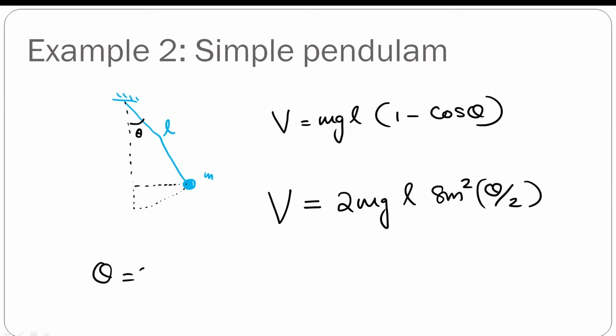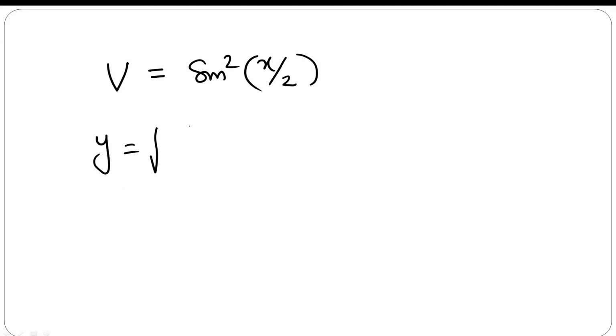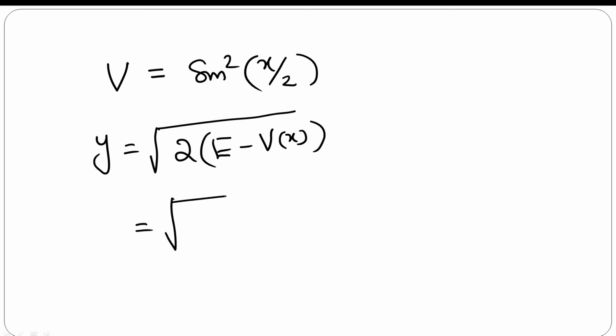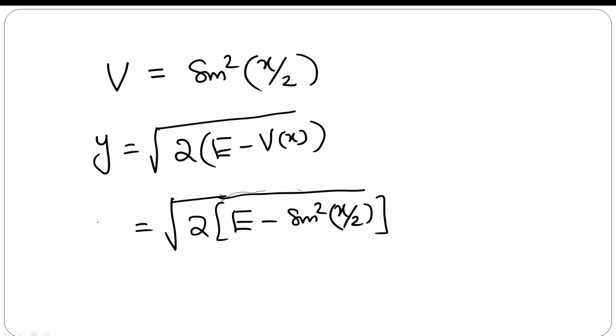Let me take theta equal to x, and take all parameters, this 2 mgl constant, as 1. Now we can write V equal to sin square x by 2. This is a sin square function. And we know y equal to root of 2 into E minus V of x, that is root of 2 into E minus sin square x by 2. This is y. This equation determines the trajectory.